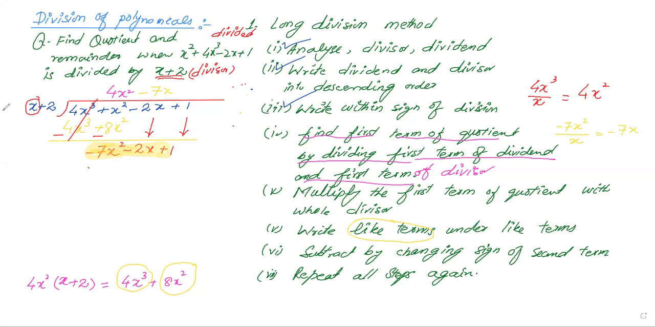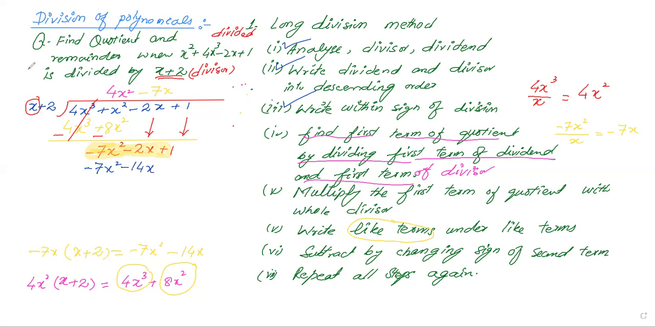Now the second term you have to multiply with the whole divisor. So minus 7x multiplied by x plus 2, I will get minus 7x squared and minus 14x. Again, you have to write like terms under the like terms. So the term of x squared you have to write under the term of x squared, minus 7x squared, and the term of minus 14x you have to write as it is.